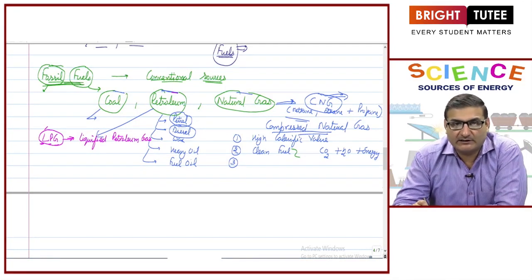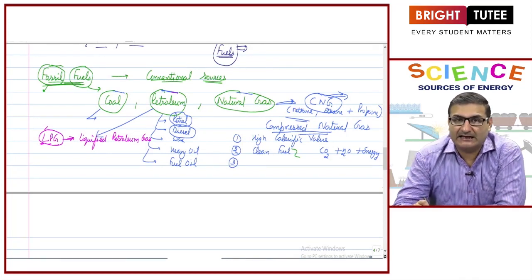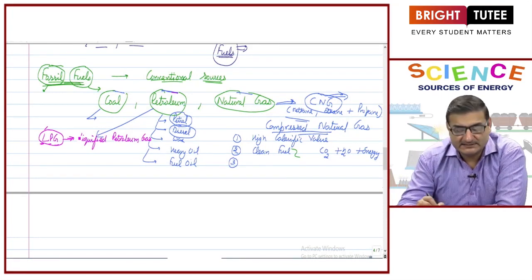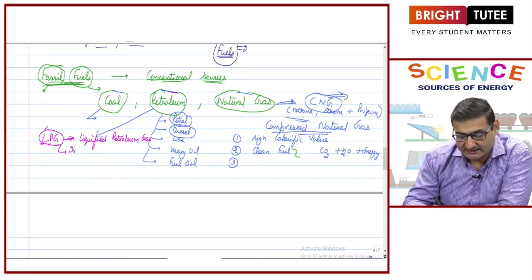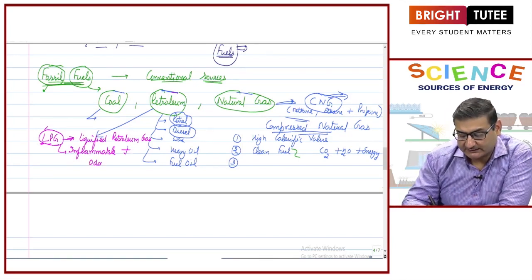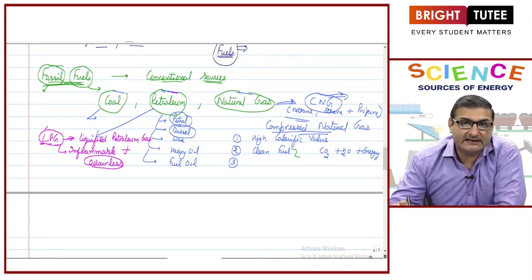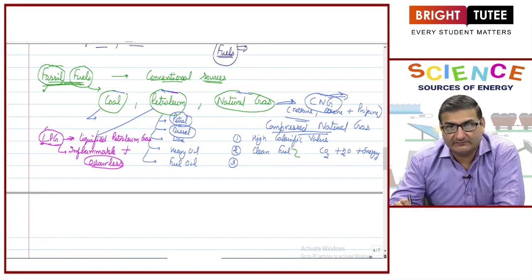Now, one thing for your knowledge, you need to remember that this LPG is a highly inflammable gas, means it catches fire very easily. And a drawback is this LPG, first thing, it is inflammable. It catches fire easily, and another drawback is it is odorless. It doesn't have any smell of its own, and that is the problem. If there is a leakage of LPG, it will go undetected and it can be very harmful.